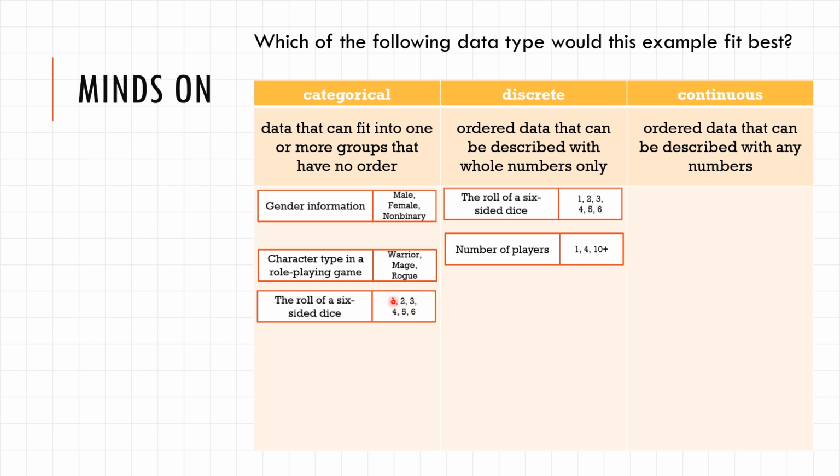Even though 4 is a higher number than 1, a 4 may not give you something better than a 1 might. So in this case, the 6-sided dice, it could be categorical, but this one will not. This one will only be discrete.